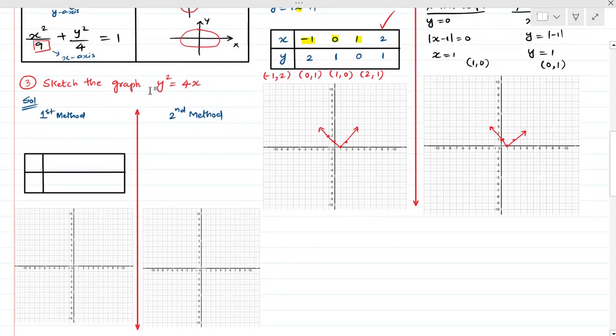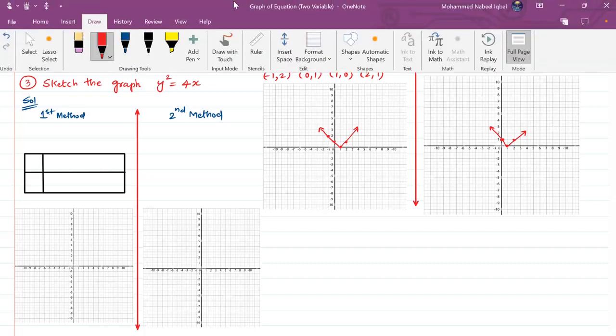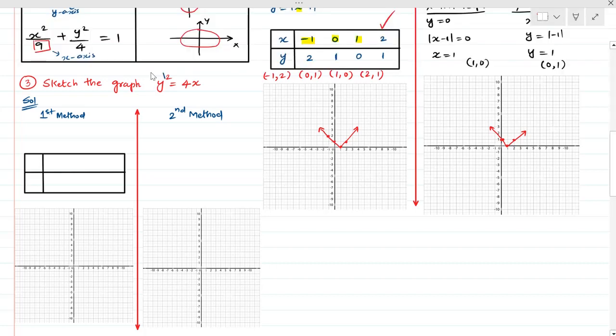So now let us go to the next one. It is y square equal 4x. Since it is y square, it is a parabola, a U-shaped curve that opens along the x-axis. It should be rightward. So let us check with the graph.